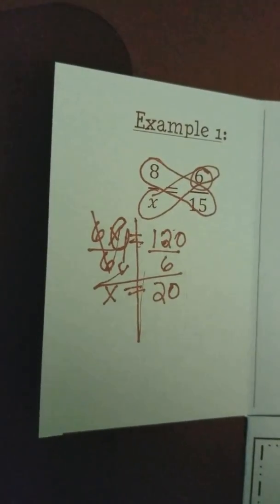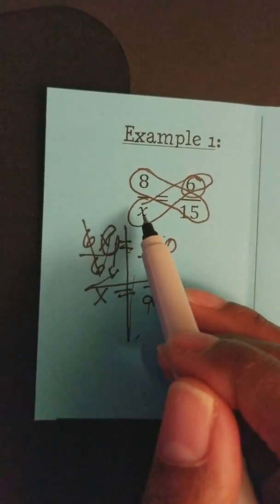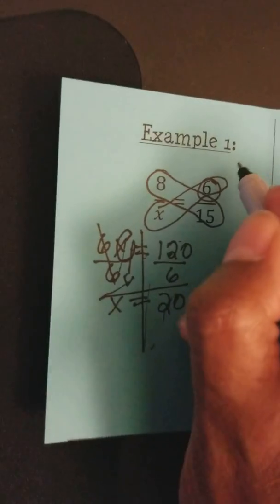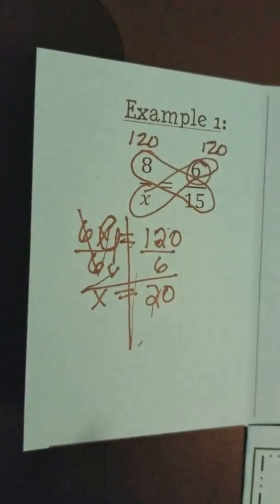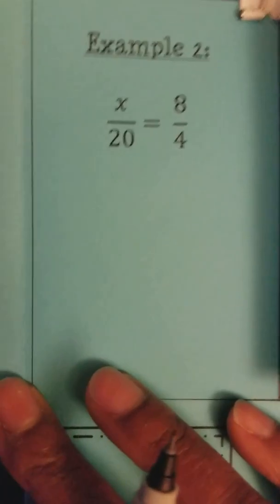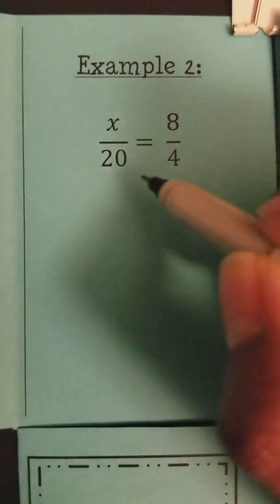All right, and if we were to check that, we could put 20 back in where X is and do 20 times 6, which would give us 120. And then we know that 15 times 8 gave us 120. So 120 does equal 120, so we know that is correct. Okay, the next example is x over 20 equals 8 over 4. We do the same concept there.